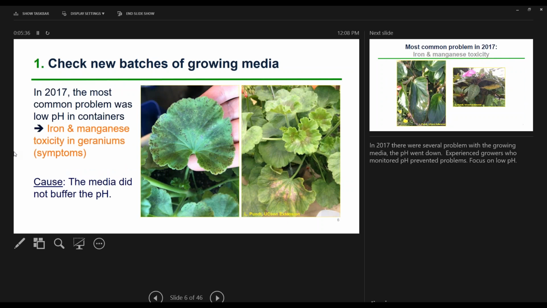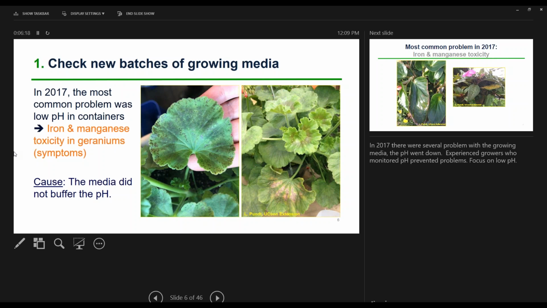So the first one, and the reason I chose this first one to start is, in 2017, this was a very common problem. One of the common issues that we saw at that time was that the pH of the containers in the substrate was pretty low for a group of growers. So that led to iron and manganese toxicity. Specifically, geraniums tend to be the crop that suffered the most. As many of you know already, geraniums don't like to have too much iron or too much manganese, and that's why they like to have a slightly higher pH. So when that pH gets low, that's the group that's going to serve as an indicator that's suffering.